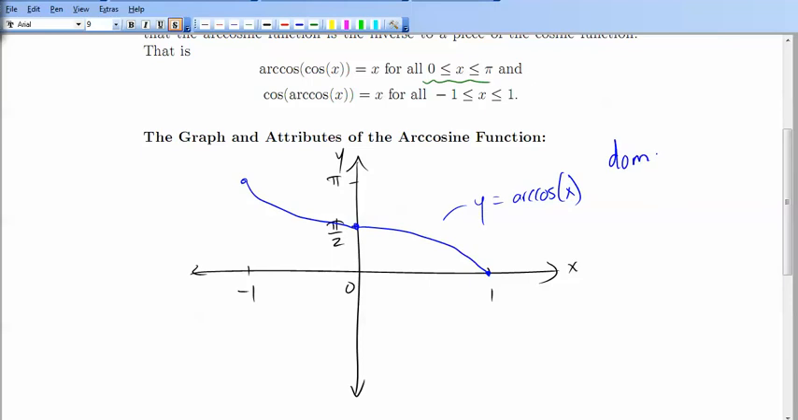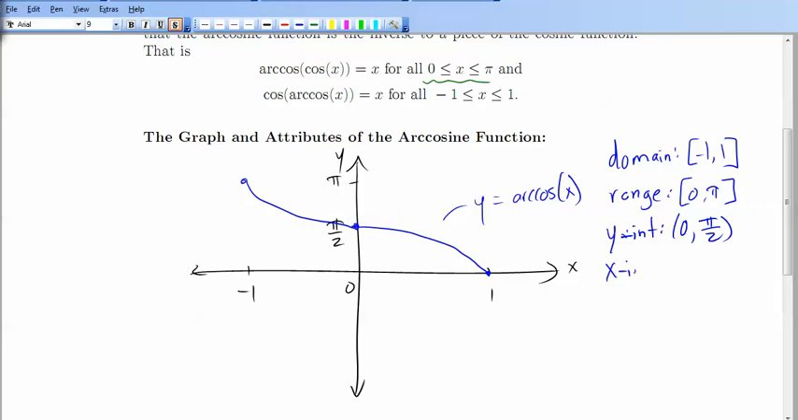So the domain is -1 to 1. The range is 0 to pi included. The y-intercept is going to be at 0, pi by 2. The x-intercept is at 1, 0. And we have no asymptotes again. All right, so there we have the arc cosine function.